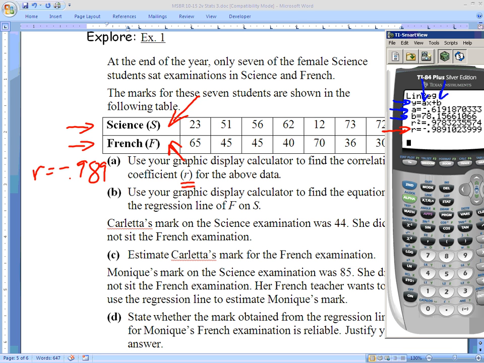So our equation for the line of regression is going to be y equals, and then I'm going to take this a value, which is approximately negative 0.619. I rounded that to 3 significant figures, and then x comes after that, because I'm writing the equation of a line, plus b, which is 78.2.